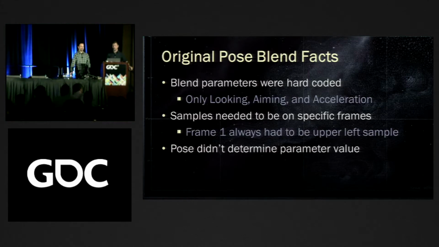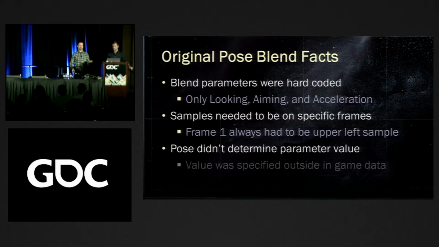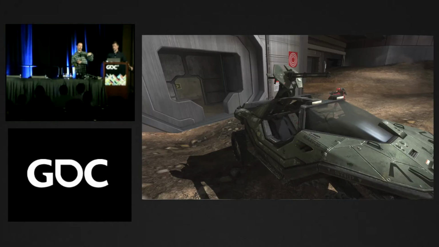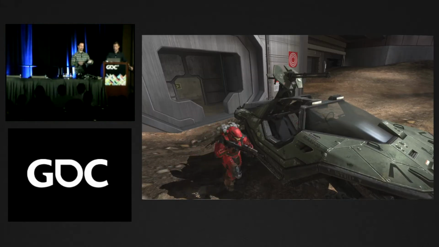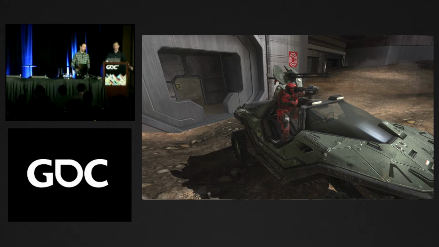The pose also didn't determine the parameter value, and what I mean by that is that when the animators made a pose, it wasn't connected to the values in the game engine in any way specifically. Like, if the animator aims the gun over here, outside in game data is where they would specify, hey, frame 6 is the guy aiming over here. It wasn't the pose itself that knows that. And the important part about that is that if they got one of the poses in the wrong frame in the content, they could put an up pose in the slot that was supposed to be the left pose, and then it would just break.